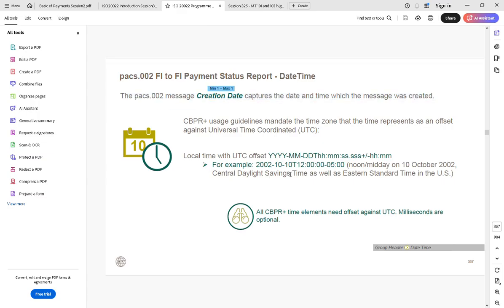Creation date and time, what is the format of that? Just for explanation, I will explain one more time. If you click on message ID, it will navigate to this. What is the requirement, and what is the length? Minimum length and maximum length 35 characters. That is the format of your message ID, which we have already learned many times.